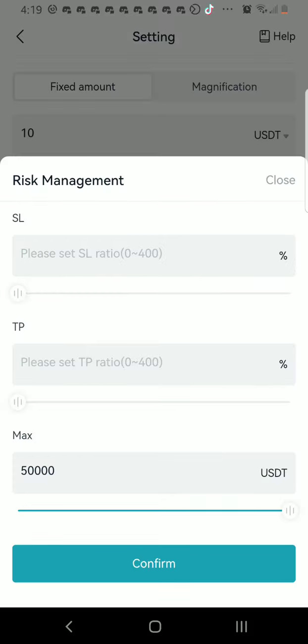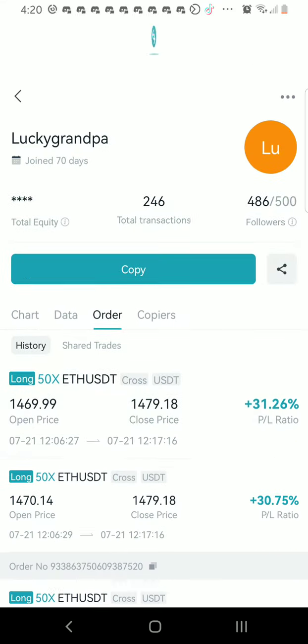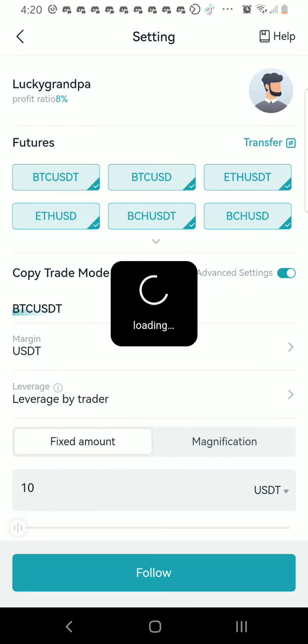By the way, there is a risk that you will be kicked out if you follow 10 only. So I think if you really want to stay long in the copy trade, at least have maybe $20 or $50 to follow, because others have a limit of 500 only. So when they see that they are not making money from you, they will kick you out. Okay, so let's copy this one for example.